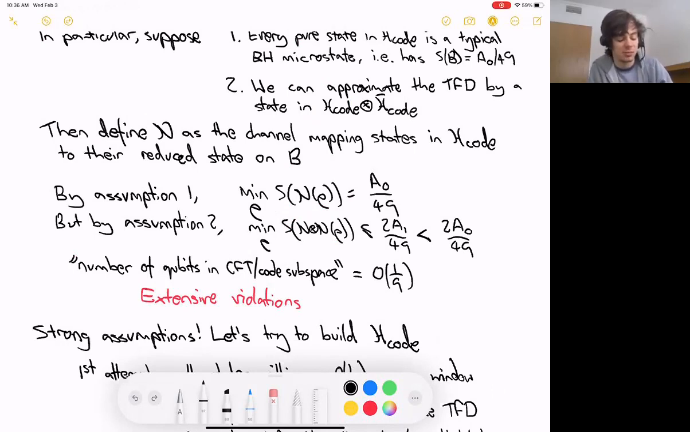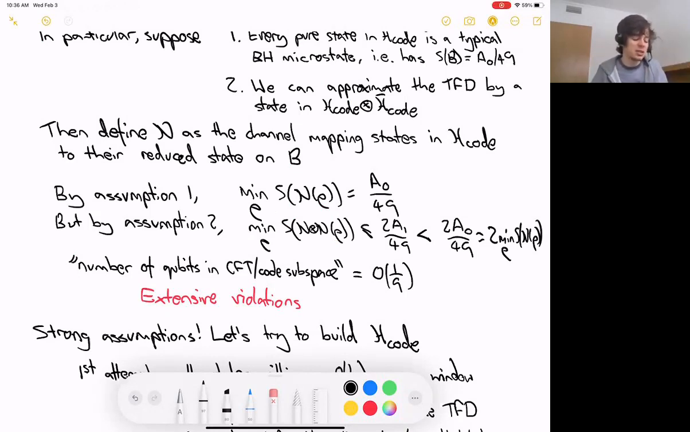So this would be 2 times the minimum over rho of S of N of rho. Okay, so we now have a violation of additivity. The minimum output entropy of two copies of the channel is strictly less than twice the minimum output entropy of one copy of the channel. More than that, as I said, it's actually a very big violation, because all we do is we take the limit where G becomes very small, where the bulk becomes classical. It's like the large N limit of the CFT.